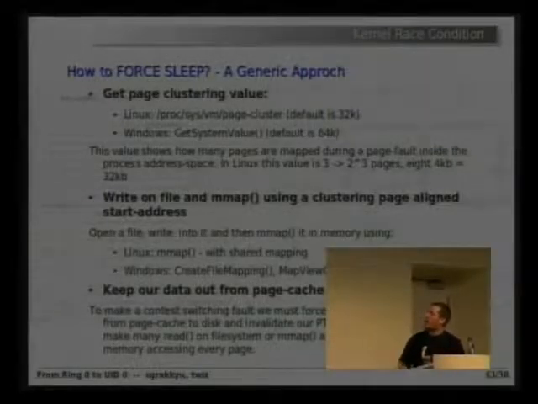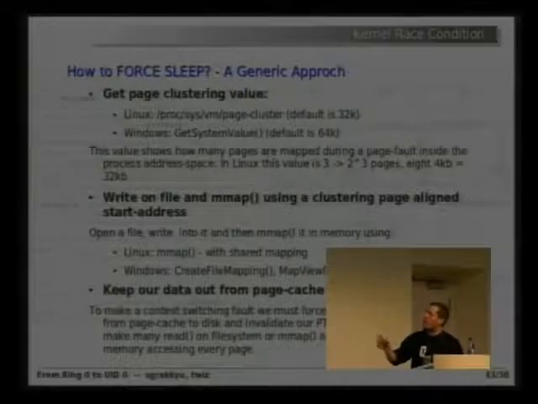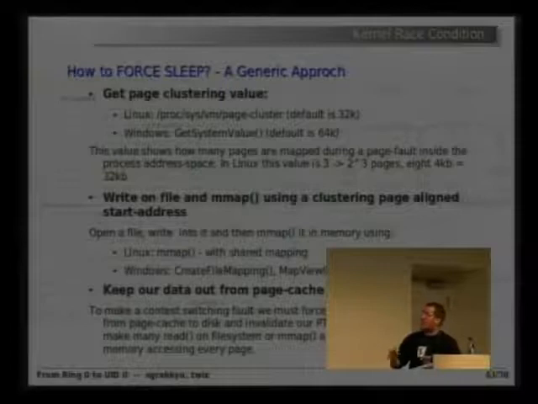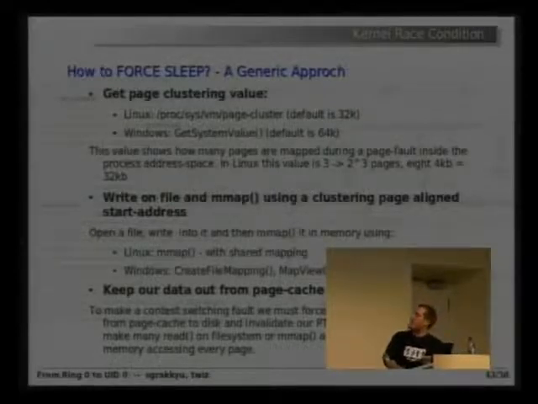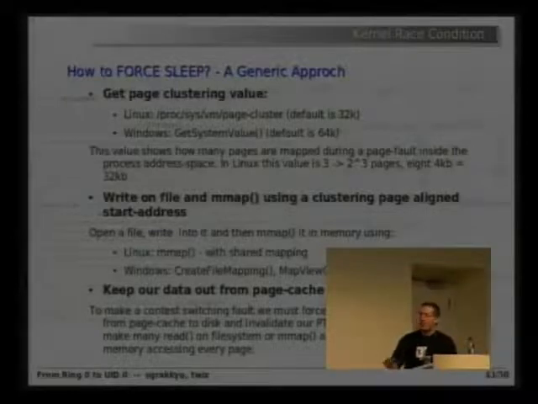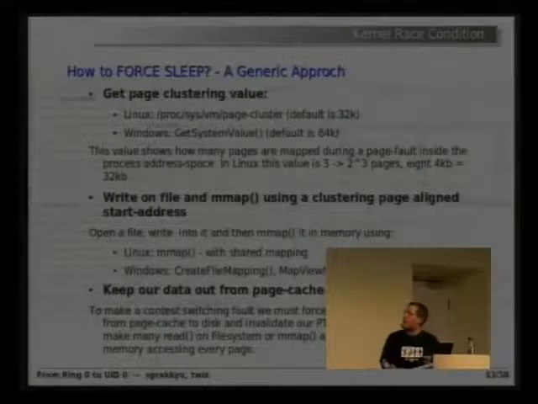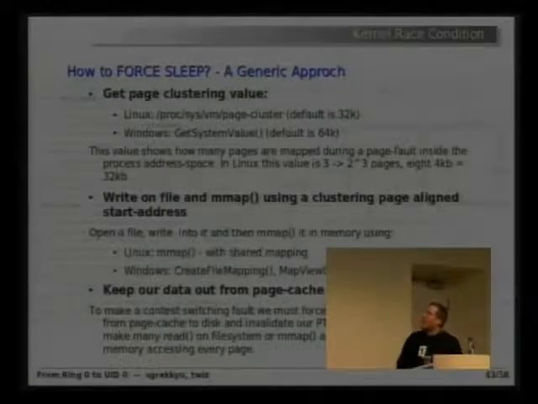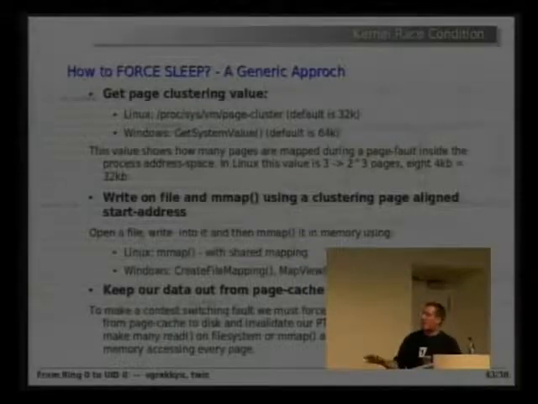How we can force a process to sleep is a generic approach, whether on Linux or Windows. We can use the page clustering value if we need to force the sleep at a deterministic place, when the kernel reads some address. If we only need to make a process switch without knowing exactly which address, the page clustering is not needed. We can get it with the API from proc, and it is the number of pages that the kernel maps in user space when a page fault occurs.